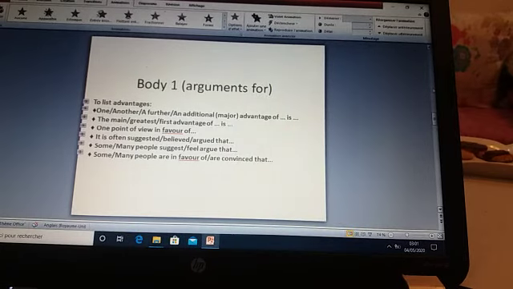For the body 1, you start your body with arguments for. It's better to start with arguments for. And to list your advantages, you can use one of those expressions. For example, one advantage of is, the greatest advantage of is, one point of view in favor of is often suggested, believed that, argued that, etc.